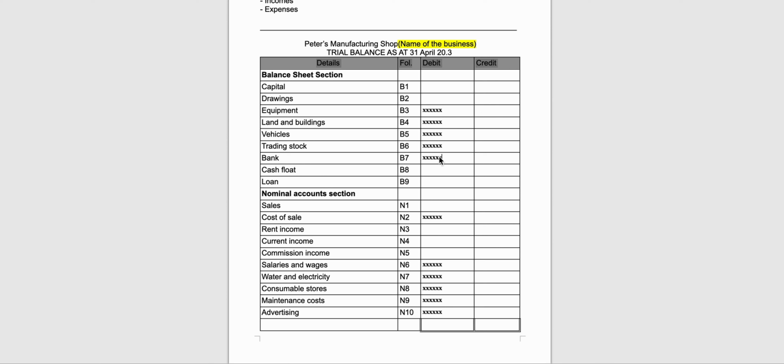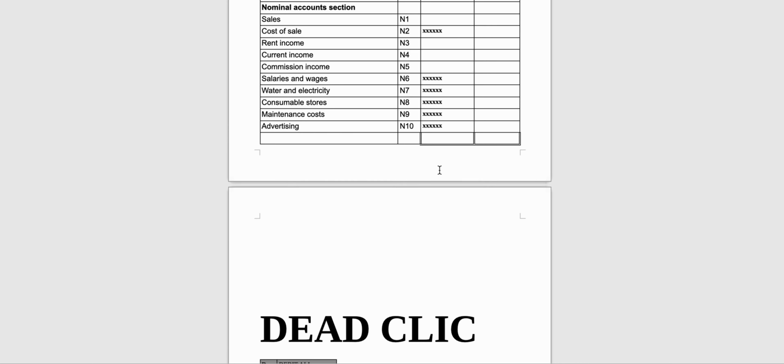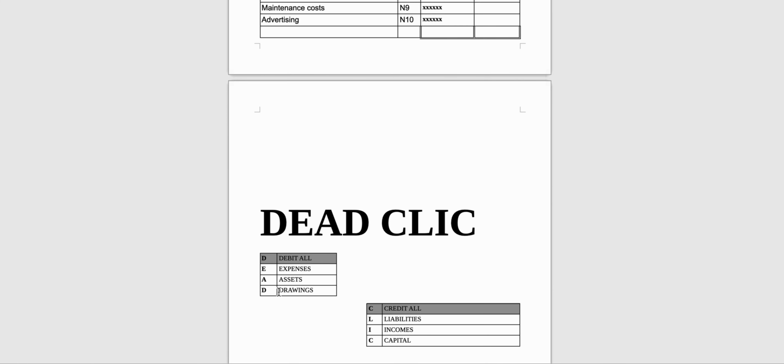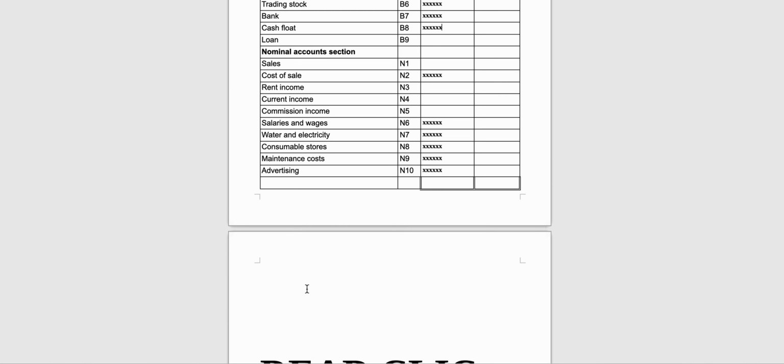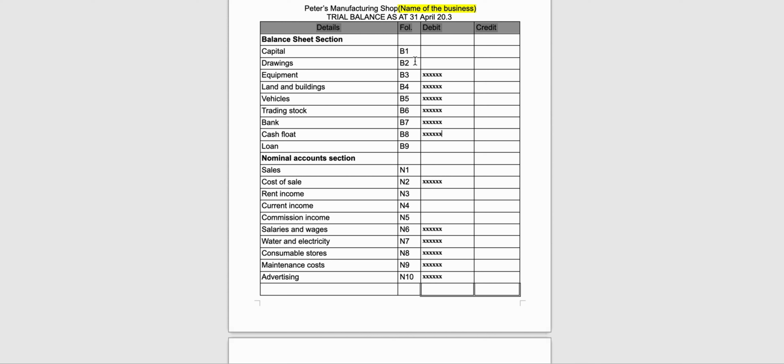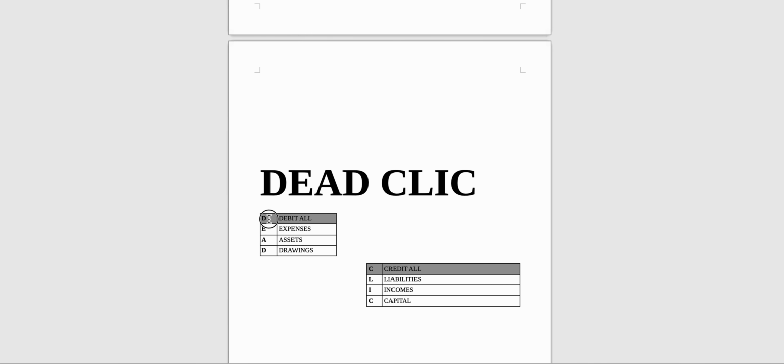Do not worry if we do not have the amount, because if you follow this format, there is no way that your trial balance will not balance. Trust me on that. So we are done with our assets. We also put them on the debit side. So the last thing that we have to put on the debit side is drawings. So you take your amount for drawings and you put it on the debit side. Okay, so we are done with the debit. We are done with this part of the abbreviation.